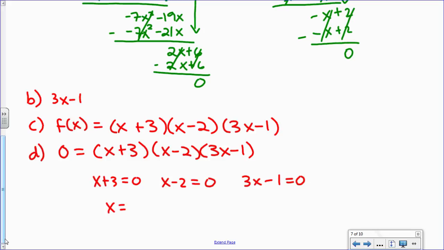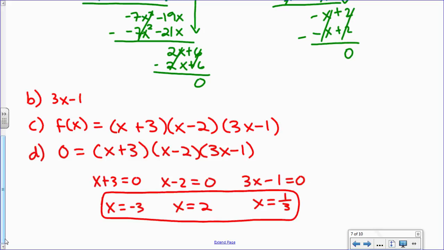So x equals negative 3, x equals 2, and x equals positive 1/3. Okay, so those are my zeros, which are also my x-intercepts. But if I were writing it as an x-intercept, I would have to write it as an ordered pair. Okay, so you'd have to write negative 3, 0, 2, 0, 1/3, 0. Okay.